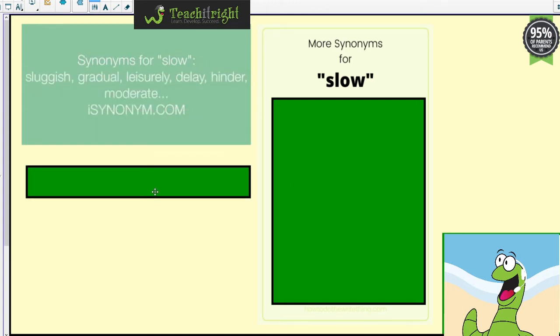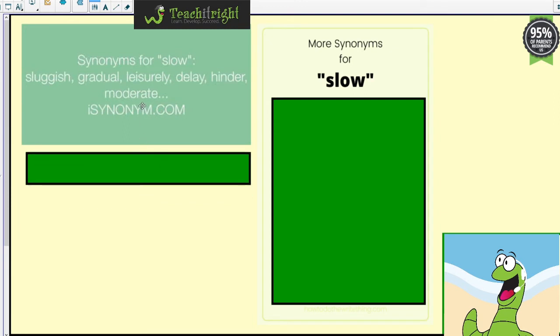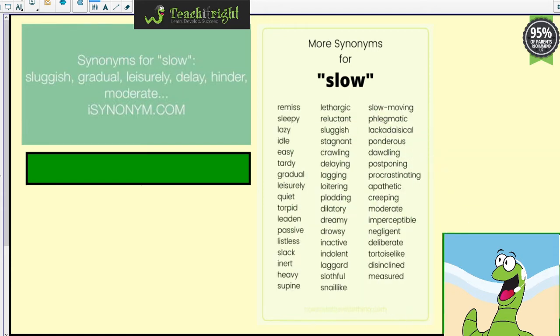So synonyms for slow could be sluggish, gradual, leisurely, delayed, hinder, moderate. Or we could have all of these. This is a bit of a spoiler. I bet you're thinking sort of 5 or 6. You'll see why I didn't give you an infinite amount of time. But all of these words could mean slow. Look at this. Supine, slothful, snail-like, tortoise-like, creeping, dawdling, ponderous, lackadaisical, phlegmatic. There are some amazing words here. So again, I'm not going to ask you to try and memorize all of these in one go, but this could be a fantastic resource.